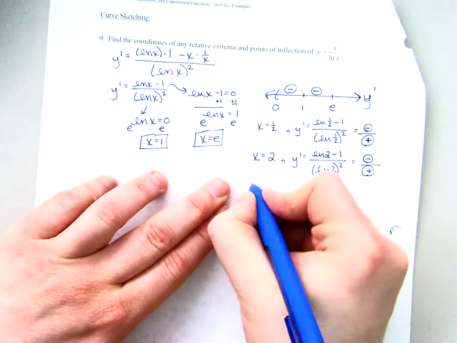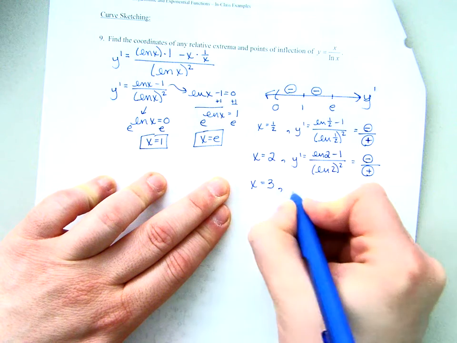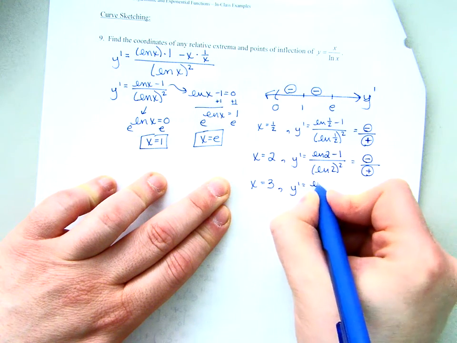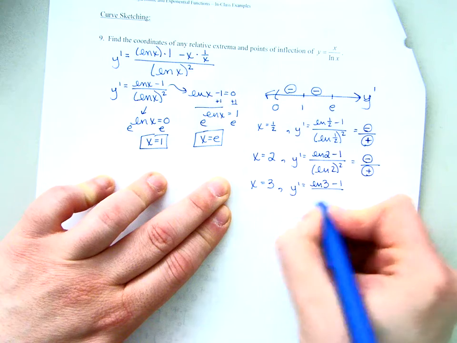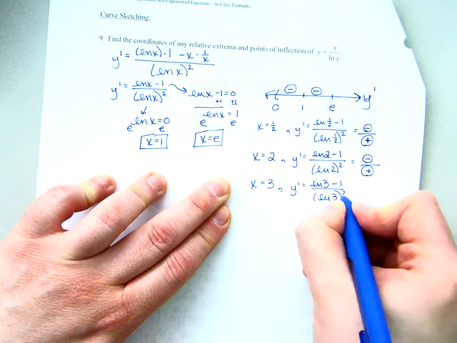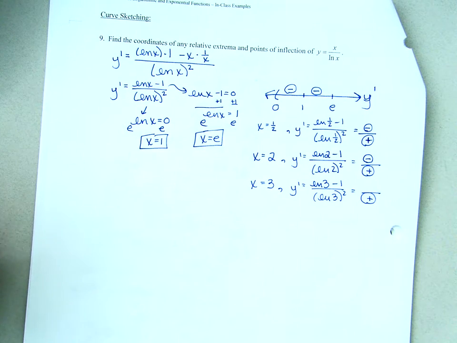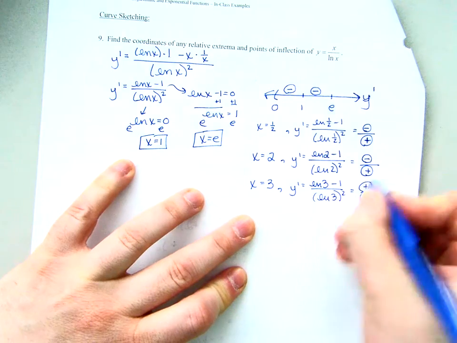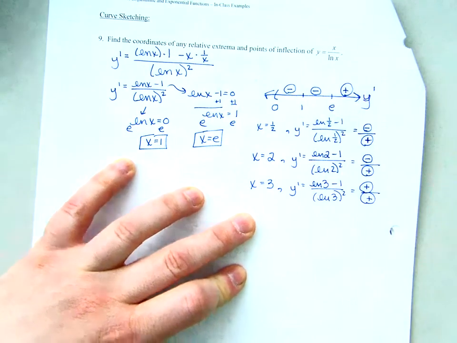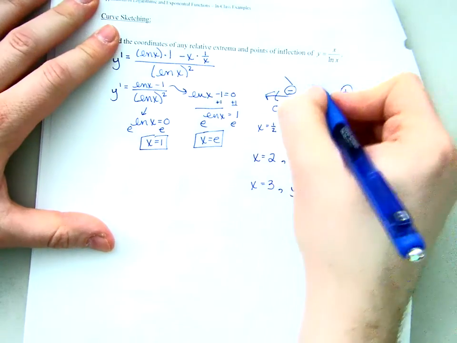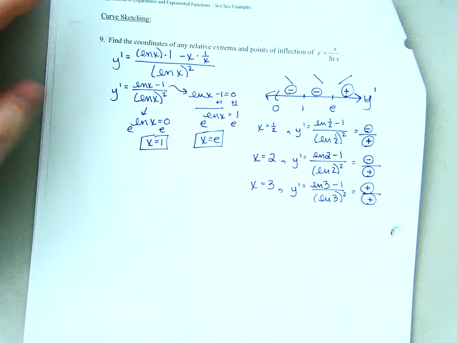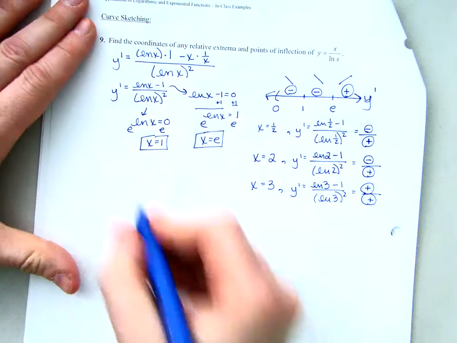I'm going to use x equals 3. I'm going to get y prime equals the natural log of 3 minus 1 over the natural log of 3 in parentheses squared. Denominator again is positive. Natural log of 3 is positive, but what I really care about is, is it greater than 1 or less than 1? It's greater than 1, because I know natural log of e would be 1, so this is greater. So you're going to get a positive over a positive. That region is positive. Decreasing, decreasing, increasing. There is a relative min.